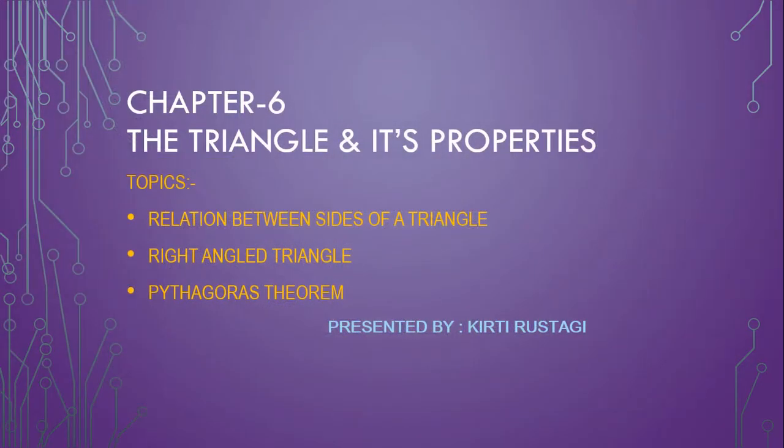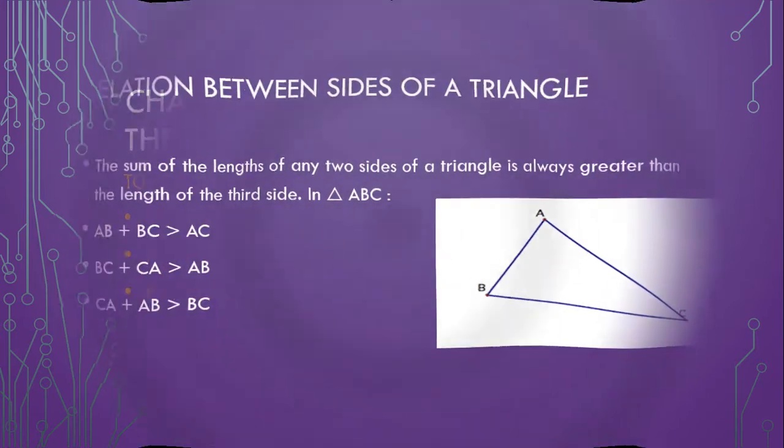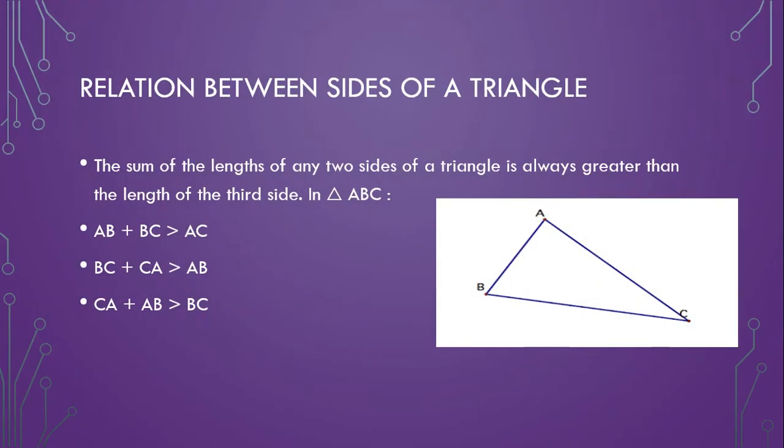Today I am here to discuss very important topics, and the topics are relation between sides of a triangle. Second topic, I am going to discuss what is a right angled triangle, and the third one is Pythagoras Theorem. That is from your chapter 6, the triangle and its properties.